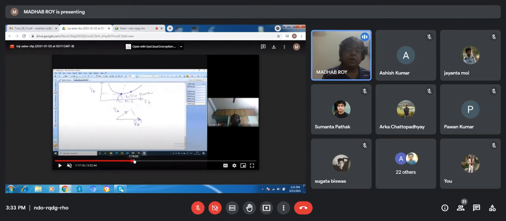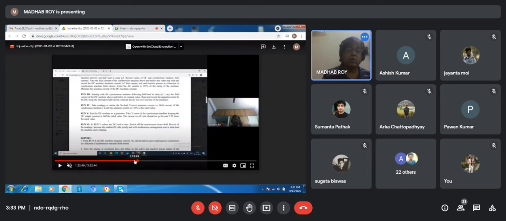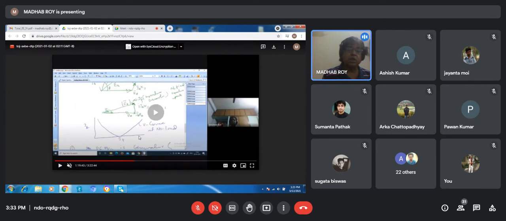Okay, this is the type. Okay, I will show the link. So this is actually what we want. So no load means this is the curve.